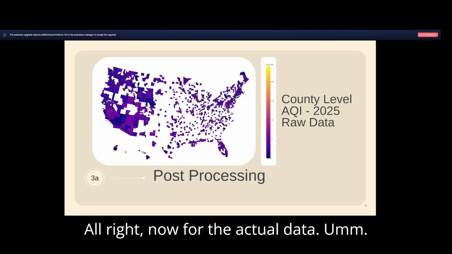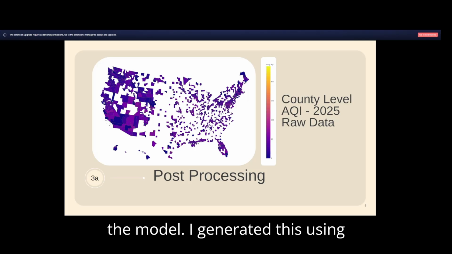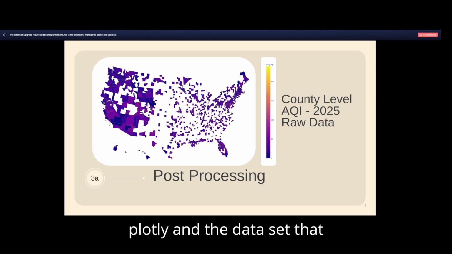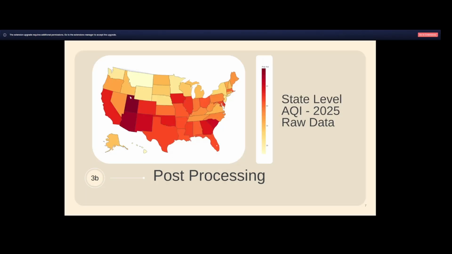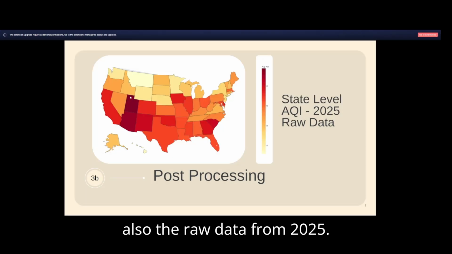All right, now for the actual data. I have first the county level AQI. This is the 2025 raw data, so this is not from the model. I generated this using Plotly and the data set that I got. And then here is the state level AQI, also the raw data from 2025. And this is what it looks like. Same thing.